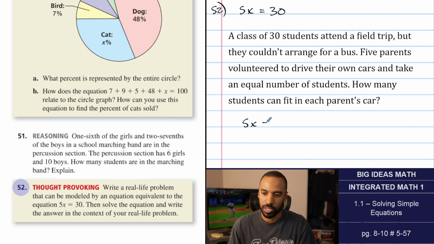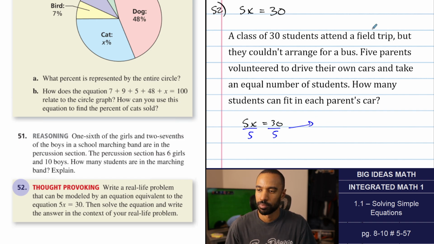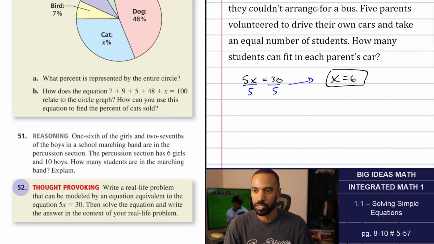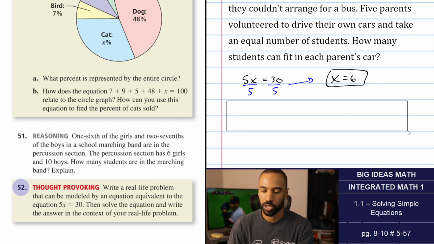We divide both sides by 5, and we get x equals 6. So in the context of the situation, we're stating 6 students can fit in each parent's car.